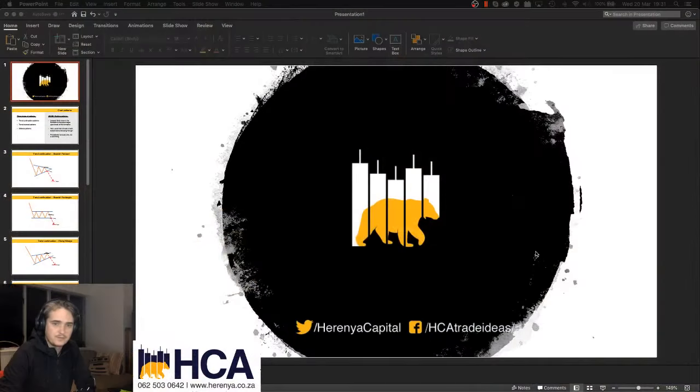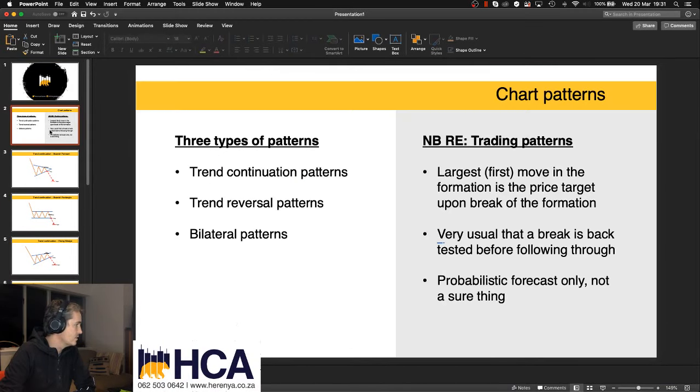So before we get to the crux of the situation, I want to explain a couple of things first. Basically, there are three different types of chart patterns: trend continuation patterns, trend reversal patterns, and bilateral patterns.